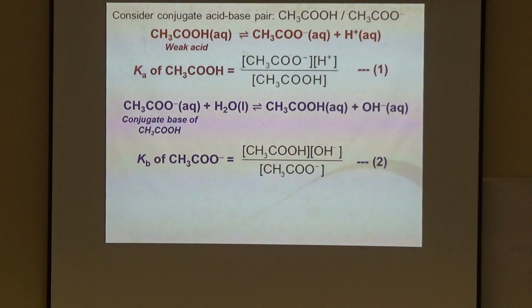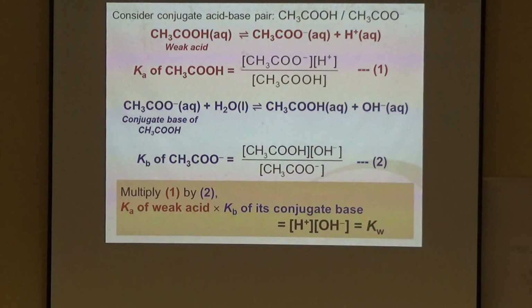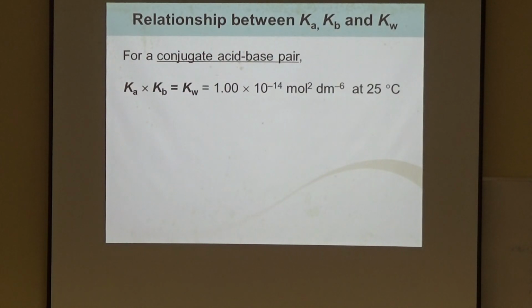So when you multiply them together, you get something interesting. The acid and the anion cancel off, and then you are left with [H+] times [OH-], which is something that you recognize before. It's Kw. So you get a new relationship where Ka times Kb equals Kw. Now this is useful because you have a value for Kw here. So Ka times Kb equals 1 times 10 to the power minus 14.